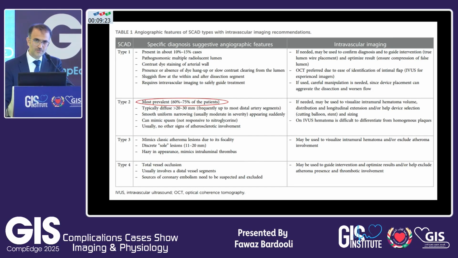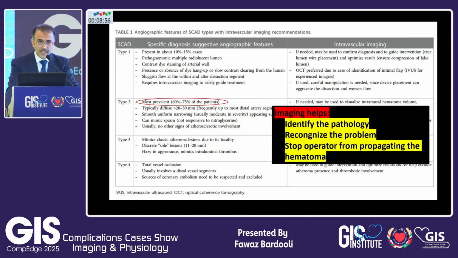So we have different types of SCAD. You can always review that. The most common one is probably the one that we have in our case, because it is like a diffuse stenosis. Going backwards now, you always, as an interventional cardiologist, have to keep SCAD in your mind. But be careful that some SCADs can be like a total occlusion. Some of them can be focal, like an atheroma disease. So imaging helps me here to identify the pathology, recognize the problem, and stop me from causing harm to the patient.